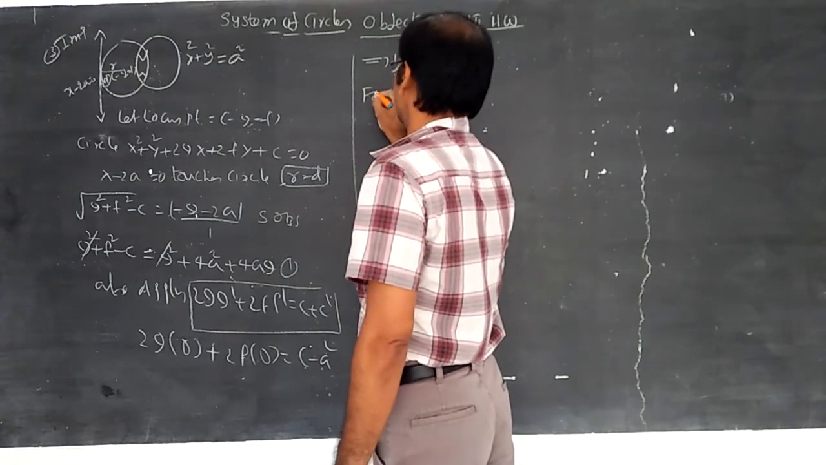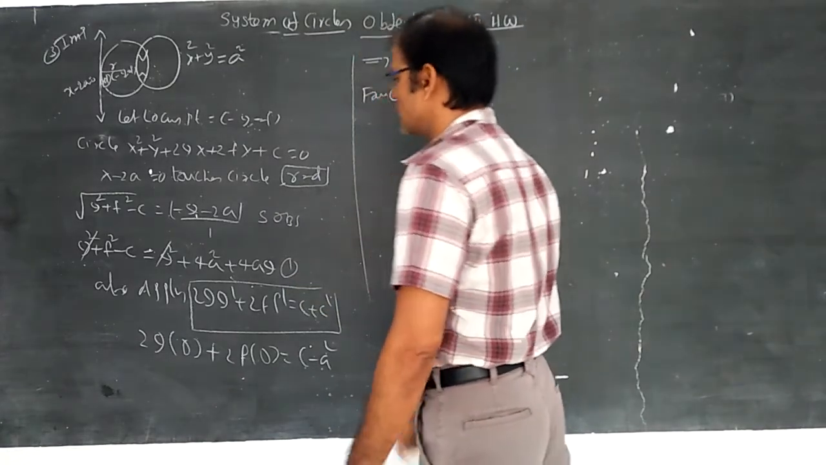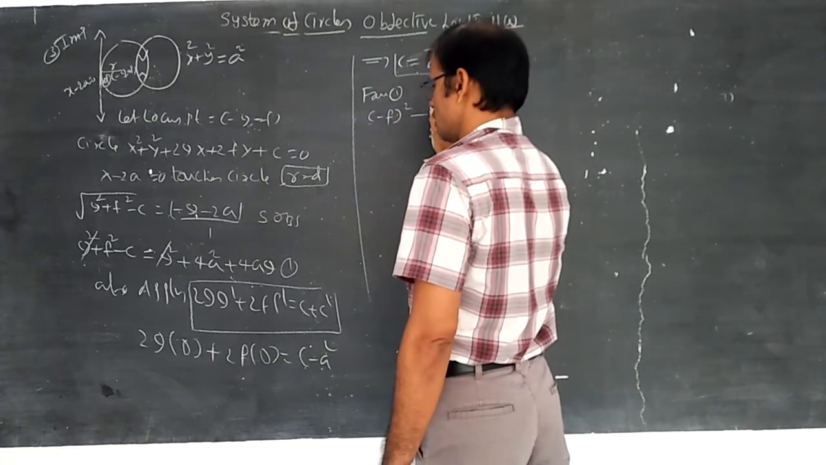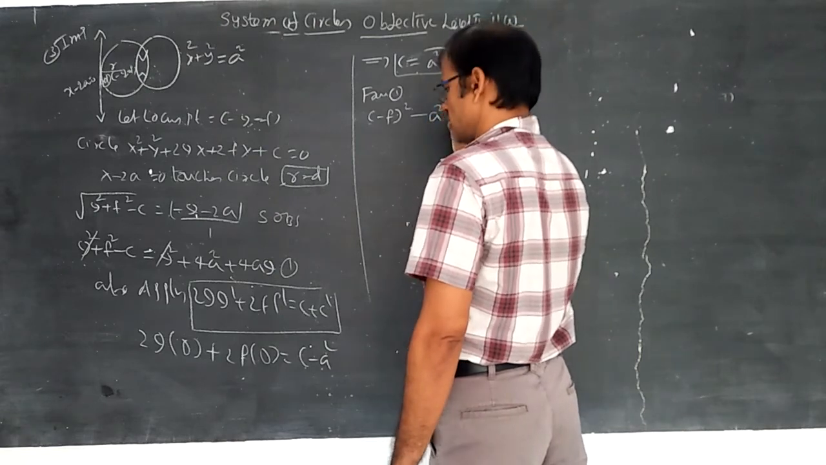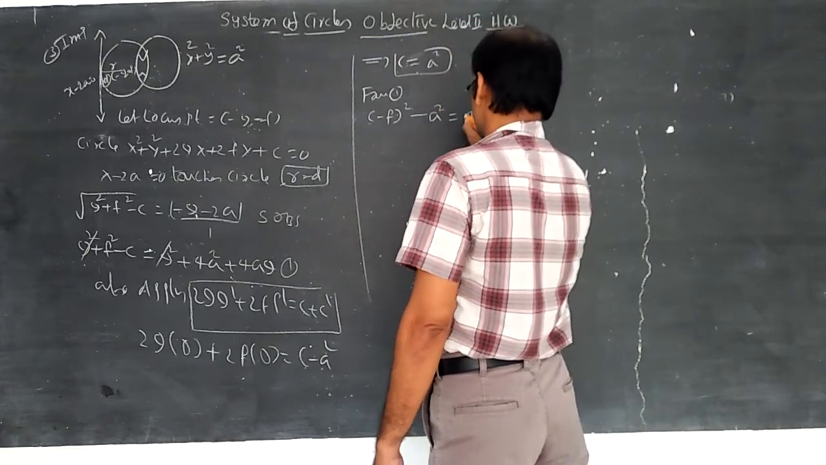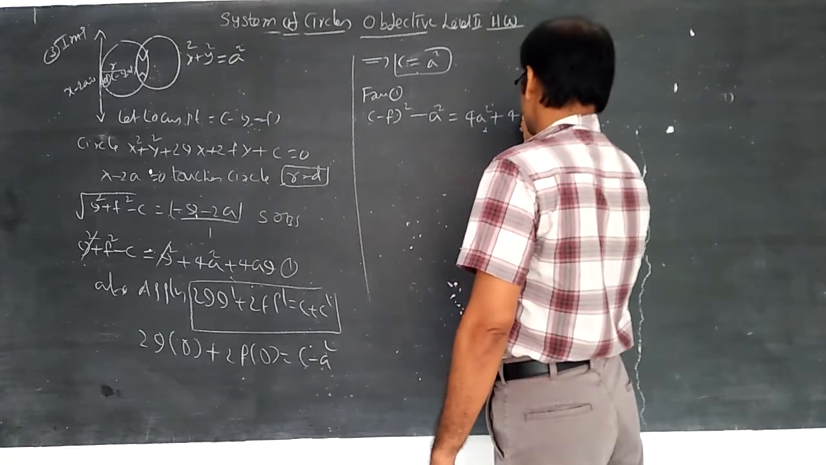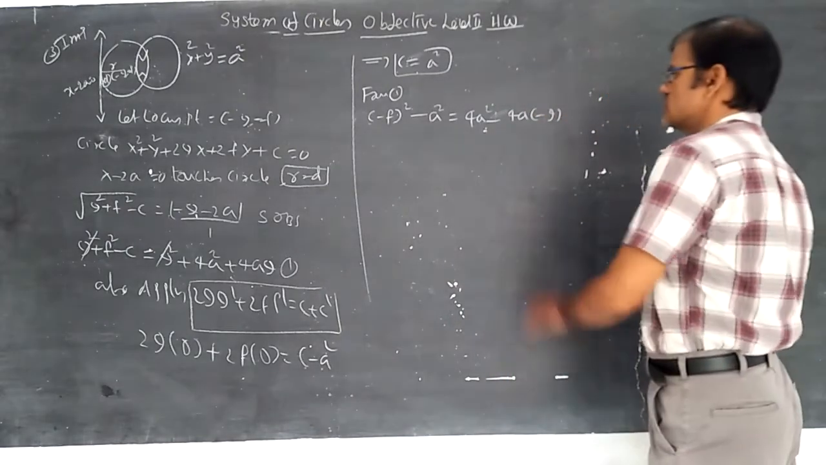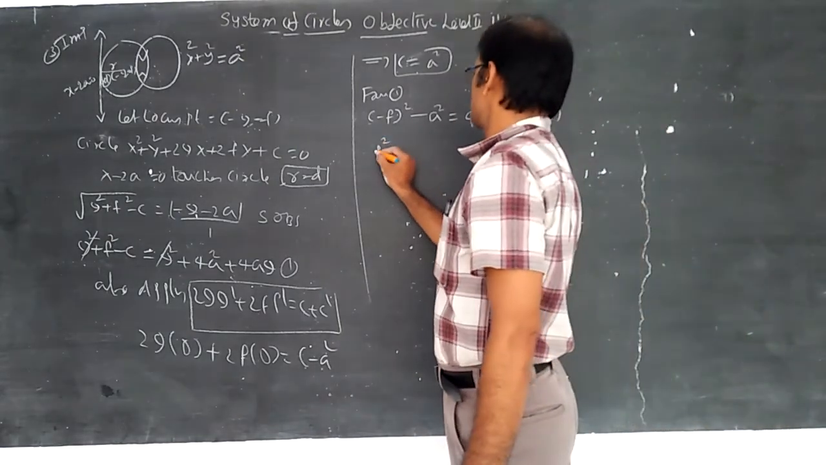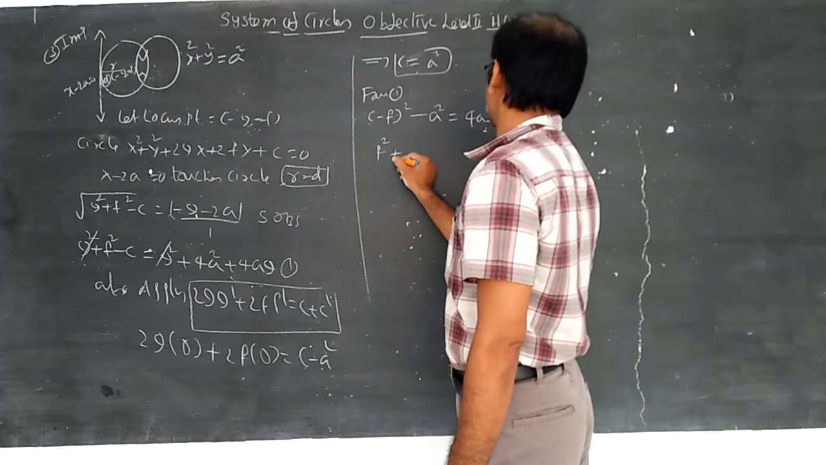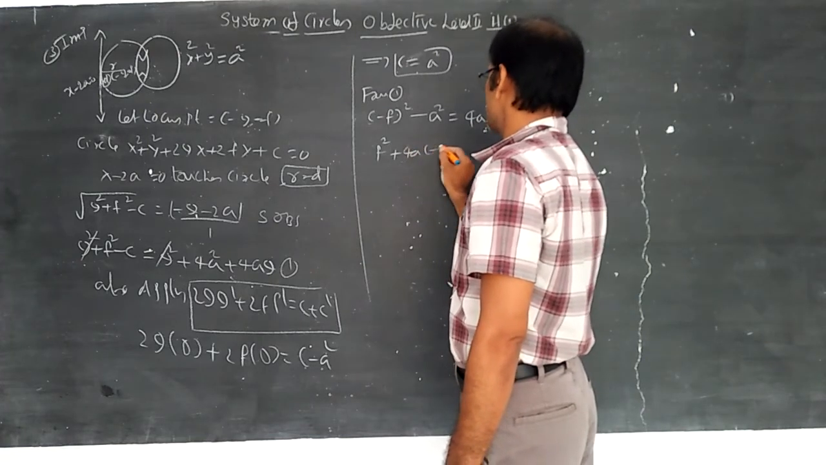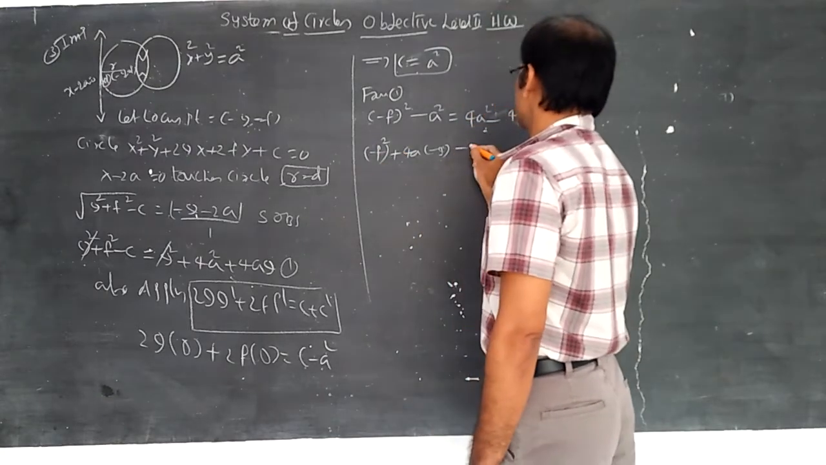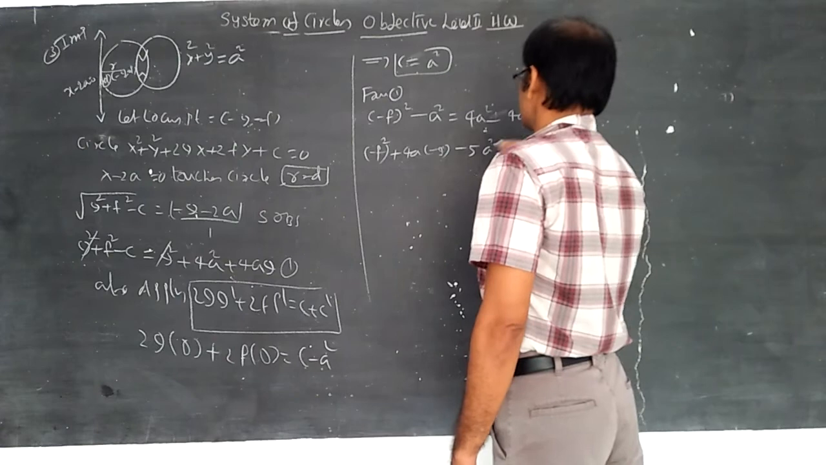From 1 we need the locus. You can write here f square minus c, simply minus a square, is equal to 4a square plus 4a into minus g. Taking that side, you can write f square plus 4a into minus g, of course minus f square, minus 5a square equal to 0.